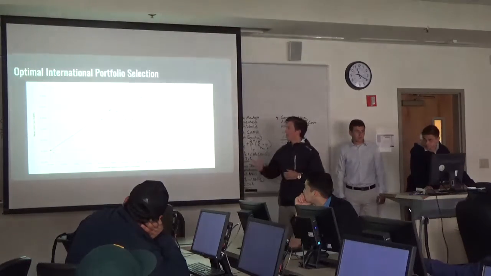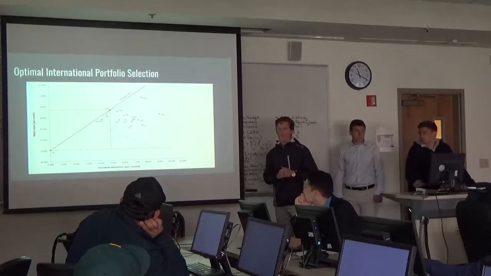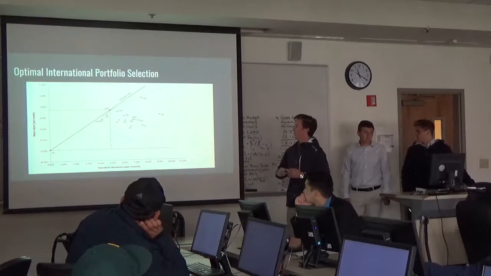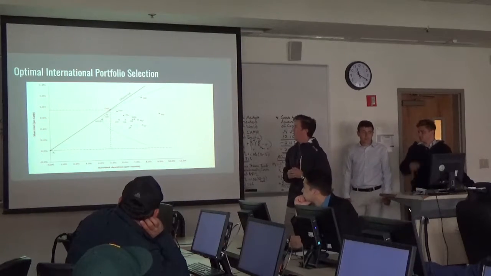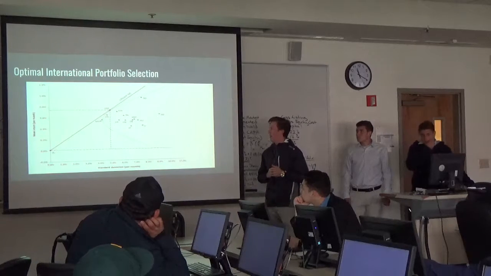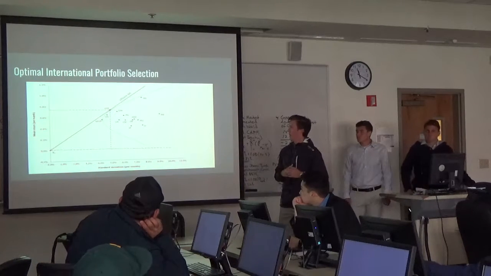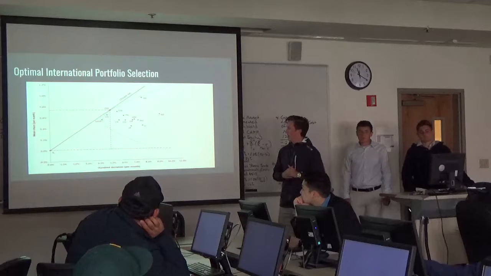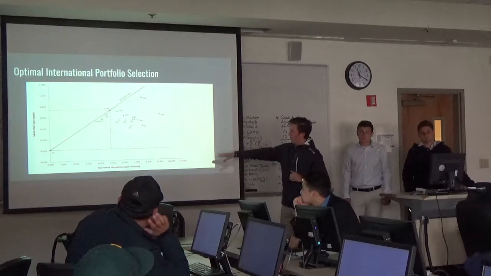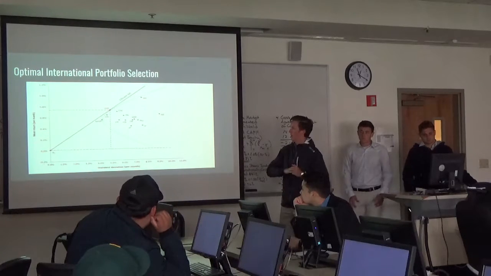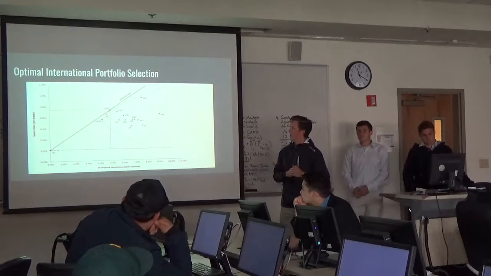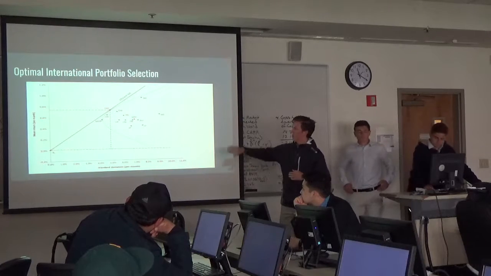Next slide again. We've talked about this quite a lot. This is the modern portfolio. Here is the efficient frontier. We have the point right there, the OIP, which is the optimal international portfolio, which shows on the x-axis the standard deviation, which is equated to risk, and then the y-axis is the mean return.